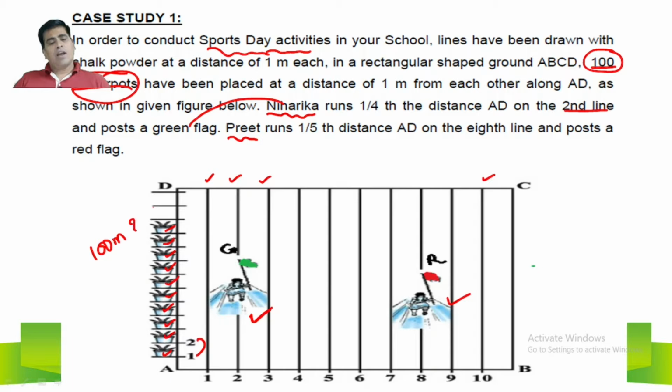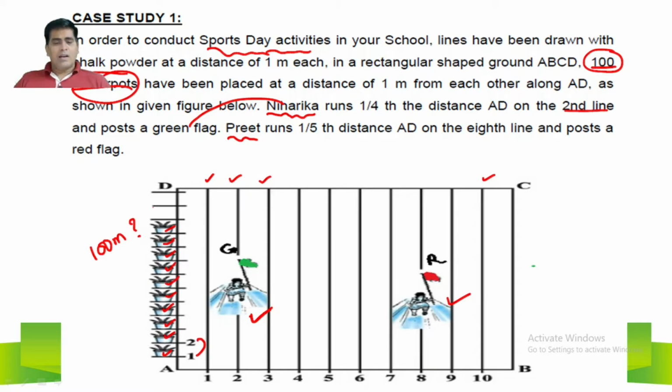Question yourself why it is 100 meters. Why? Because the distance in between each flower pot is 1 meter. So 100 flower pots they have placed, so the total distance along AD is 100 meters.